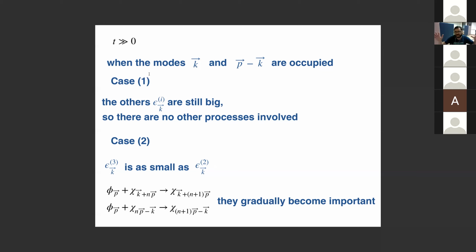Assuming there is no back reaction, the same thing happens. But in case 2, when the initial field is massless, other processes start to gradually become important. For instance, if we create a particle with momentum k, then this particle with momentum k annihilates with a particle from the field, from the background, and it can create another particle chi, for instance, with momentum k plus p, and so on. We have a cascade of these processes.